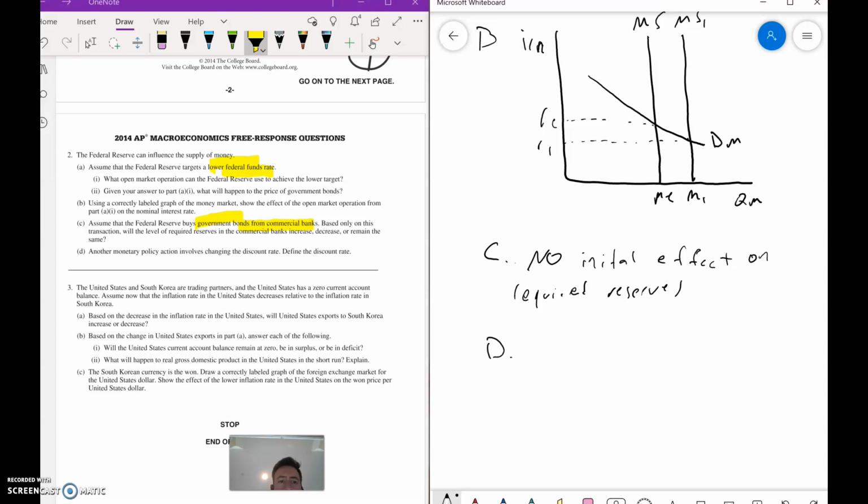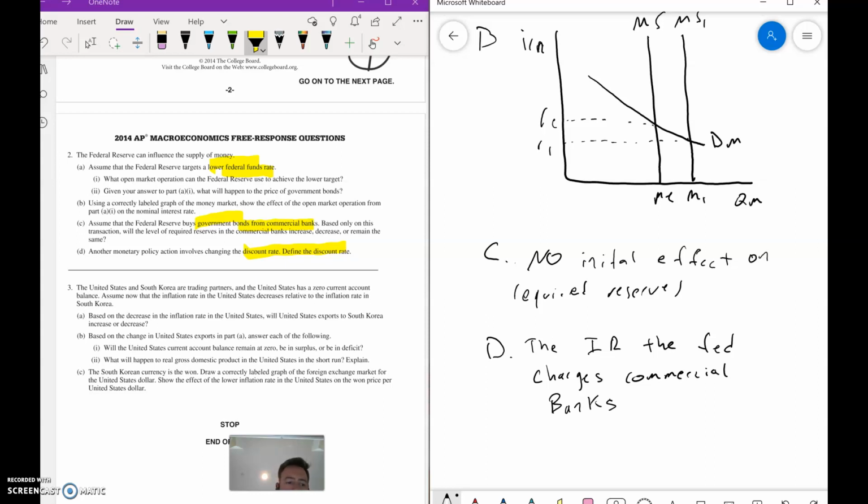And then D. Another monetary policy action involves changing the discount rate. What is the discount rate? All you have to do is define it. That's a pretty slam dunk question. So you could just say the interest rate the Fed charges commercial banks. And there you go. Number 2 is all done.